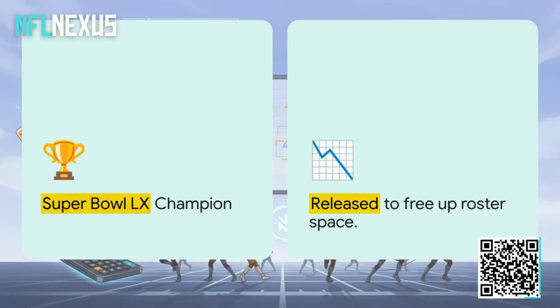On one side of the ledger, you have the ultimate football achievement, the pinnacle of the sport, Super Bowl LX champion. On the exact opposite side, you have the incredibly harsh, unfeeling reality of late April, released to free up roster space. That was it. That was the official, cold, one-sentence statement released by the Seahawks.